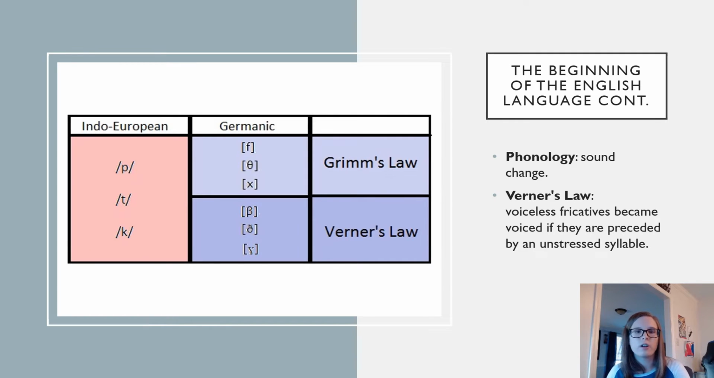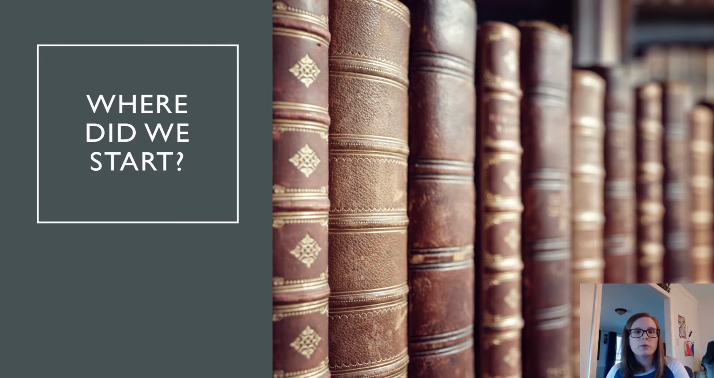Karl Werner resolved the inconsistencies in Grimm's Law concerning the sound changes of consonants that were considered voiceless fricatives. This process is known as Werner's Law, and you can see here in this chart the changes that were made. Once we understand the foundations of the English language, we can begin to understand how to teach it to others.